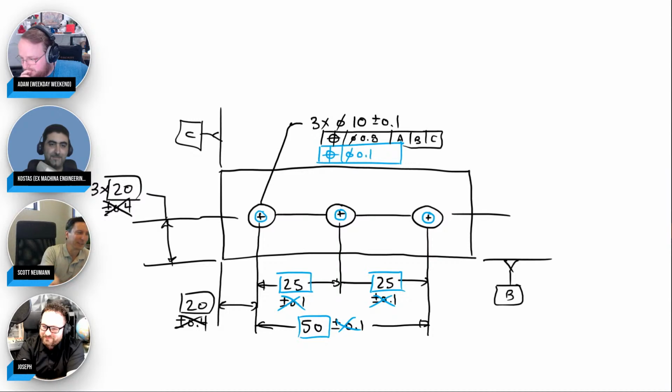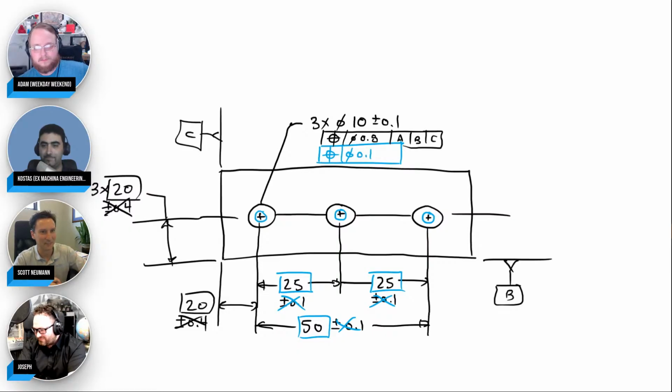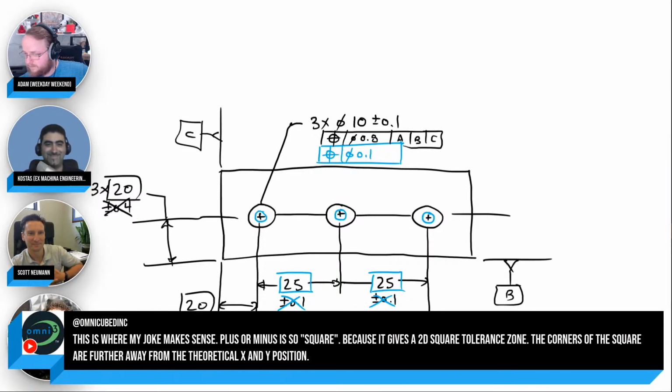Yeah. This is just really easy datum, B edge, C edge, right? But holes and slots and dowel pins and alignment holes and much cooler datum features you can have on real parts. Yep. And OmniCube made a joke about square dimensions, and this is where it makes sense because plus or minus gives you a square or a rectangle and pretty much nothing else.